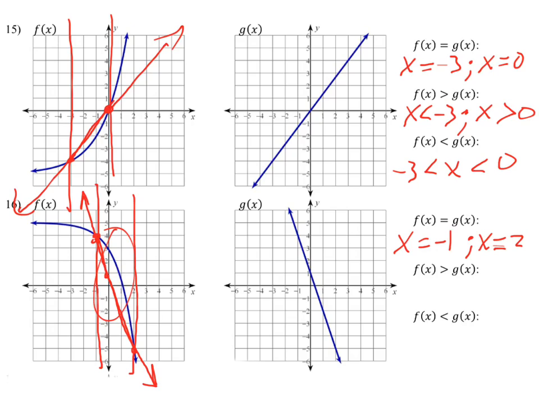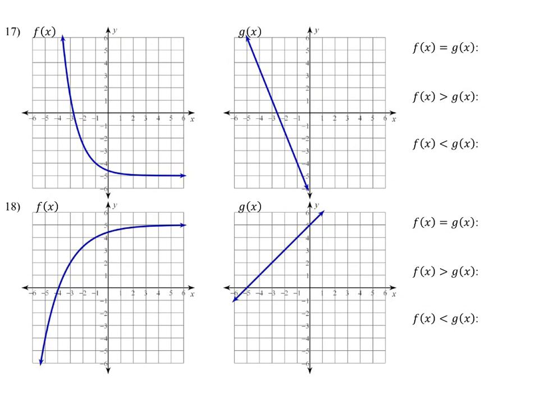Right here in the middle, the exponential is greater, so my middle interval is going to be the answer to part B here, from -1 to 2. And to the outside of that, meaning where x is less than -1, and when x is greater than 2, the linear function is greater, meaning that f of x is less than g of x. And then we got our last 2 here.